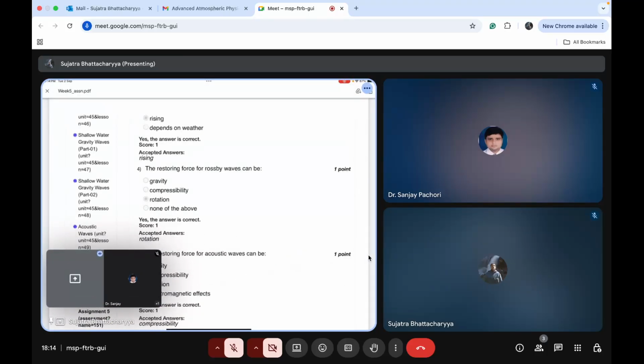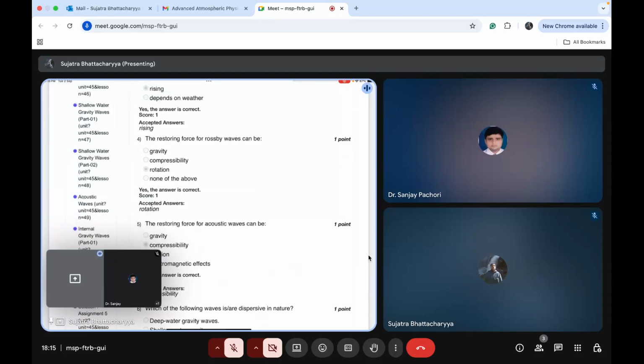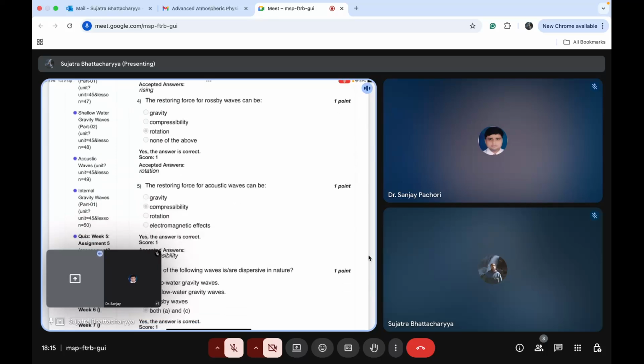Restoring force of Rossby waves. I don't know whether the Rossby waves are covered yet, but fine. If it is giving the Rossby waves, generally the rotation plays a key role. In the Rossby waves, gravity and compressibility do not play any role. I gave an idea of Rossby waves in the last session where I showed the jet stream, and you can clearly see it. It can be seen over the mid-latitude region where the rotation becomes much more important. Okay, Earth's rotation.